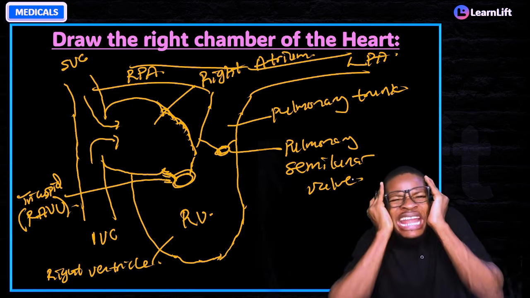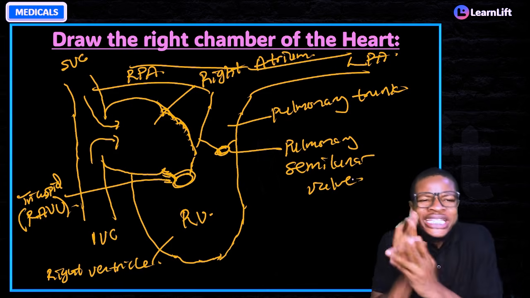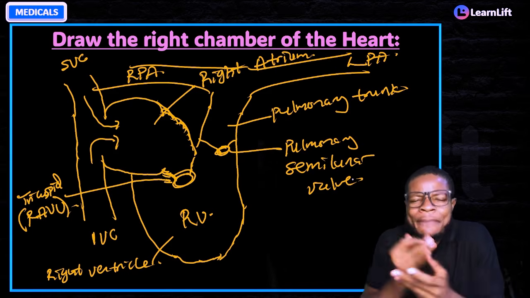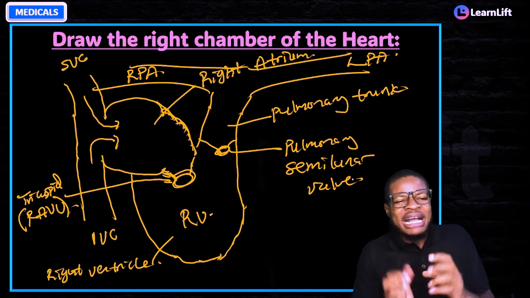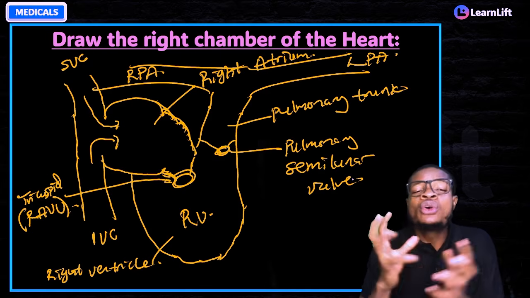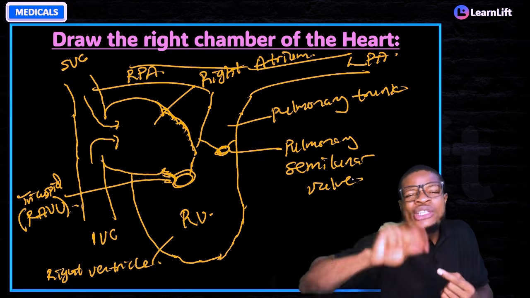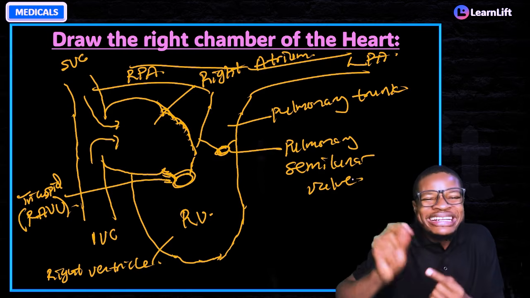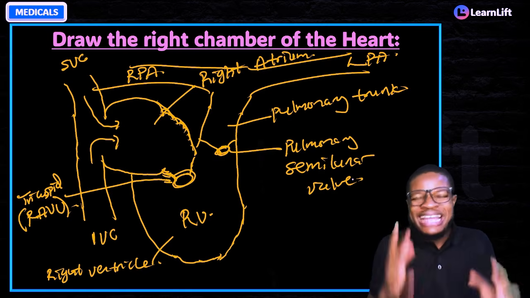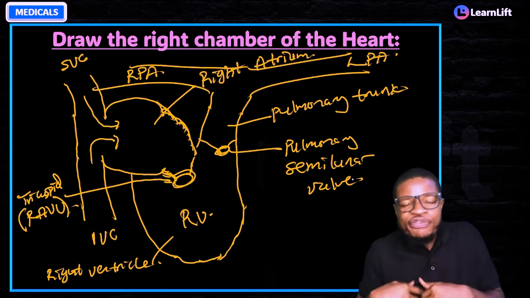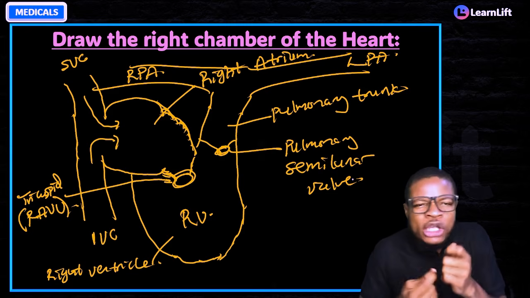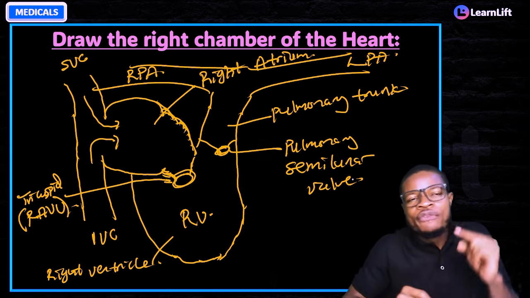So if you get this mental picture, you understand the diagram of the right chamber of the heart to the core. Are you seeing it now? Again, the superior vena cava, the inferior vena cava, as well as the coronary sinus will empty the deoxygenated blood into the right atrium. The right atrium will carry it and push it to the right ventricle, through the tricuspid valve, or the right atrioventricular valve.